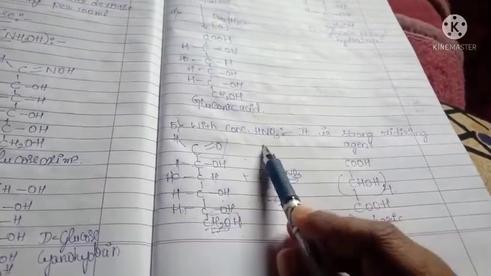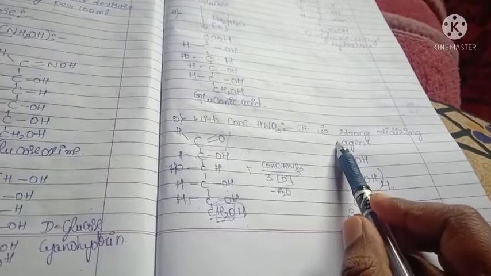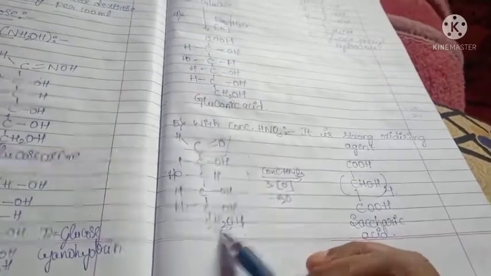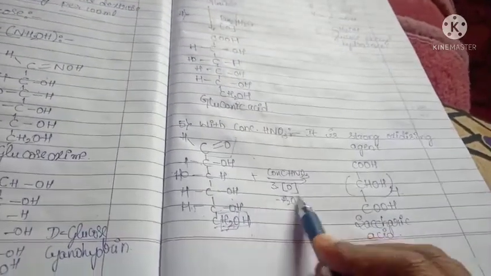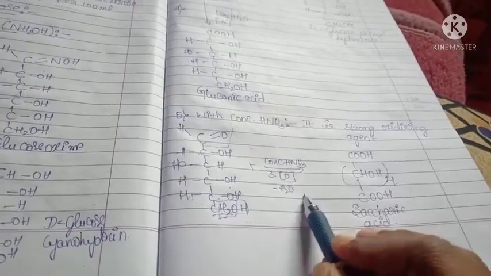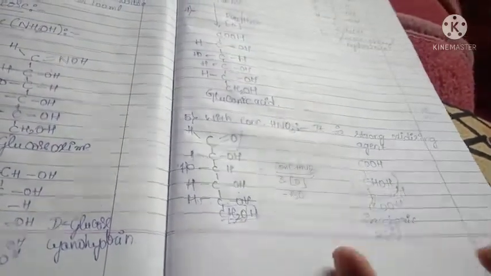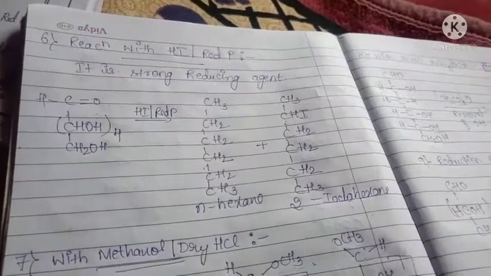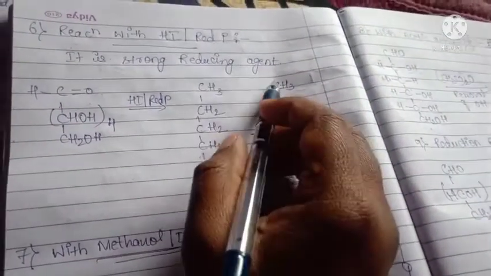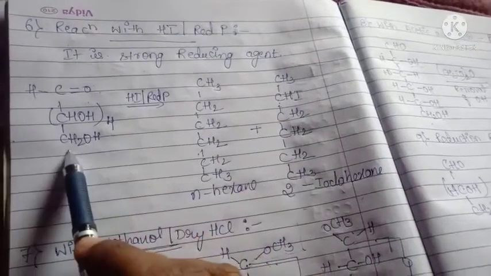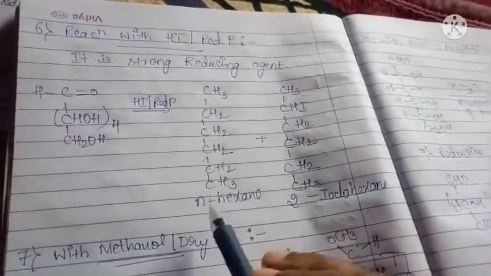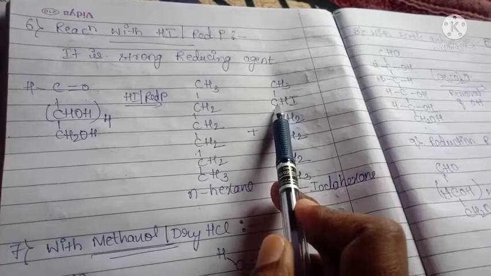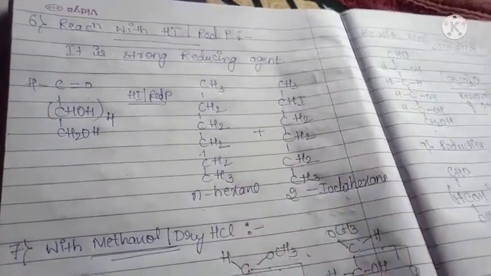Next is with concentrated HNO3. HNO3 is also a strong oxidizing agent, so it forms a COOH group, and here also COOH is formed. It means 3 moles of oxygen are added, with removal of a water molecule, and that is called saccharic acid. Next one is reaction with hydrogen iodide or red phosphorus. This is a strong reducing agent. Here there is removal of oxygen; when it reacts with hydrogen iodide or red phosphorus, n-hexane and 2-iodohexane are formed. In 2-iodohexane, iodine is attached at the second carbon atom.